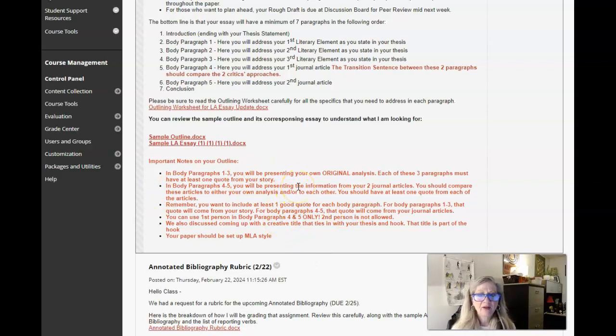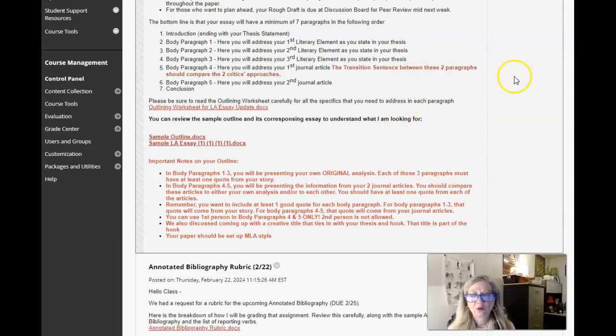So body paragraphs 1 through 3, again, your own original analysis. You are not quoting from those journal articles in these paragraphs. You are only quoting from your story. And you must have at least one quote in each of those paragraphs. You can have more than one, but you have to have at least one.